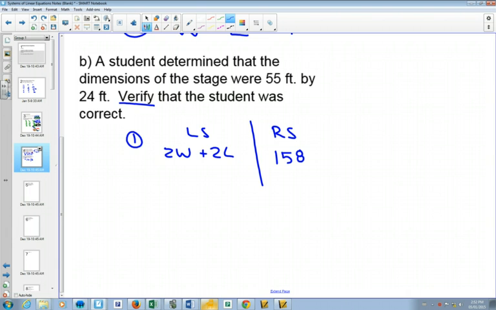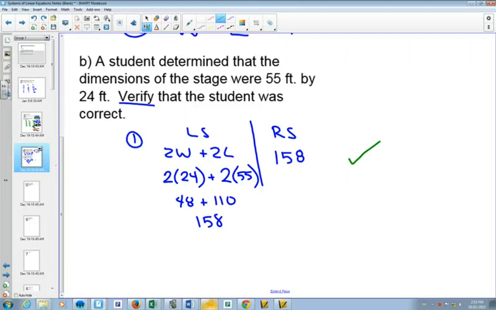When I plug in numbers, the width would be 24 because the length is longer, and the length is 55. And if I do this, this will be 48 plus 110. Does it equal 158? Yes, it does. So we have verified that equation 1 is right.